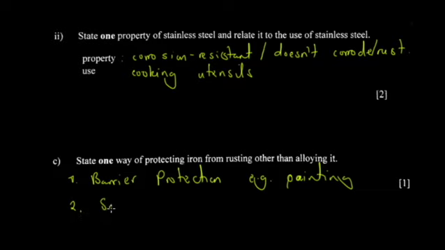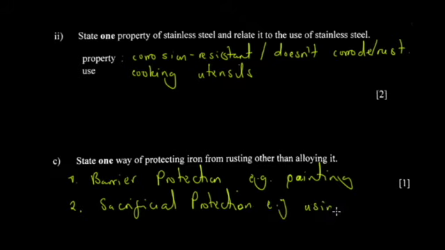And then there's something called sacrificial protection, e.g. using zinc. Since zinc is more reactive than iron, you'd expect zinc to react instead of iron, thereby you're protecting iron. So that's it. Let's quickly move to the next part.